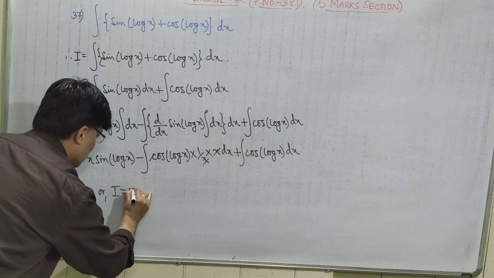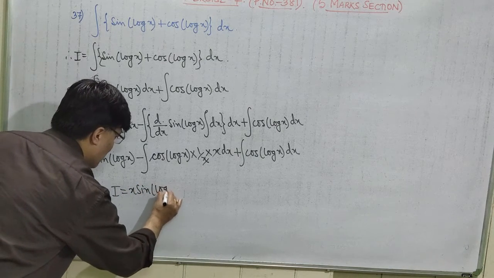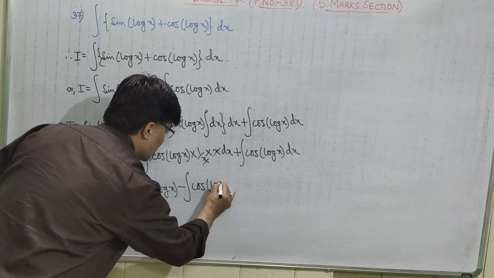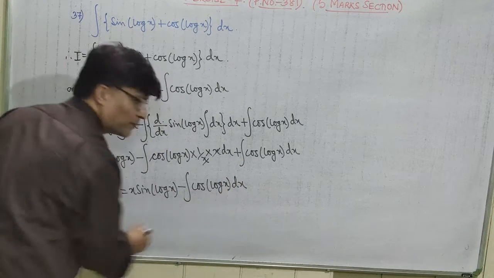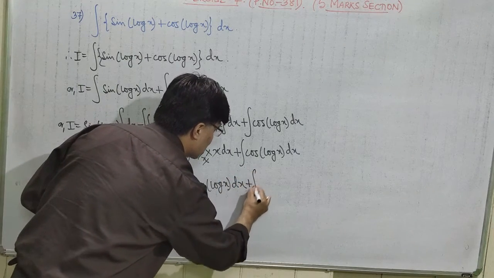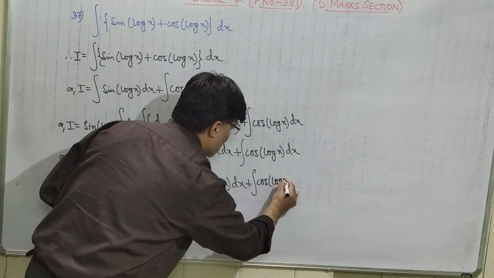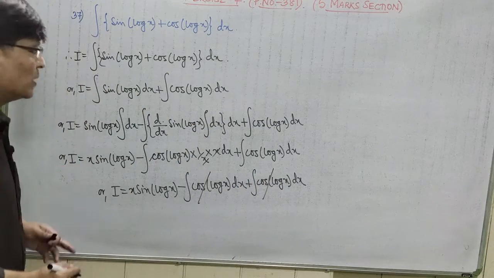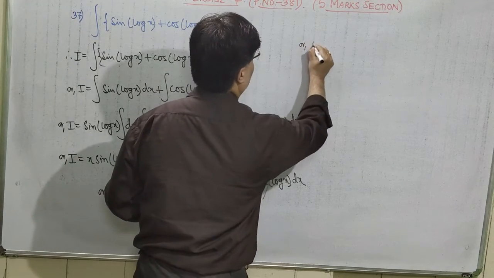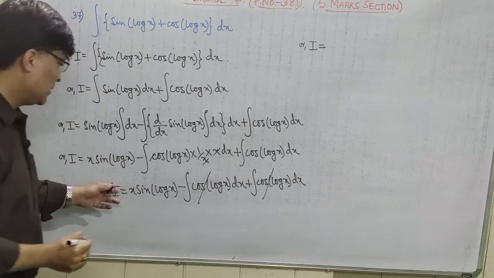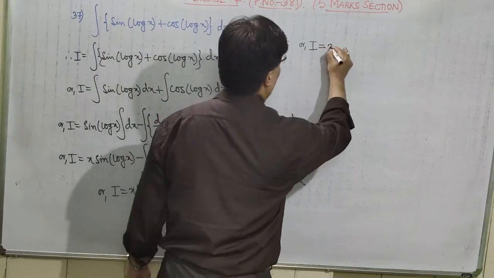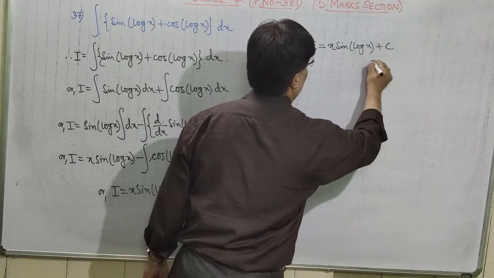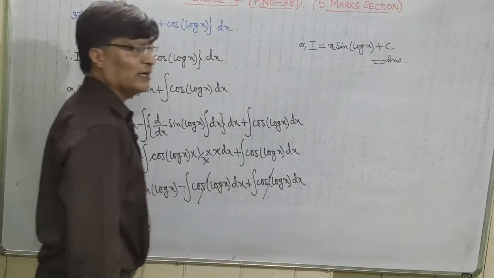Or I is equal to x sine of log x, okay, then minus integration of, this is your cos of log x dx, and then plus integration of, this is your cos of log x dx. Now you can cancel these two terms, cancel it. So what is the value for I now? So now this is I is equal to, what is the answer? It is only x sine of log x. X sine of log x, then what do you write? Plus c. So this is the final answer.